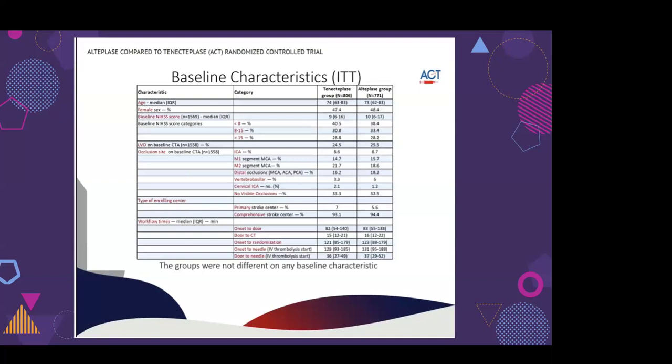So the baseline characteristics of the patients they included were pretty much the same. Age, the gender distribution, the NIH stroke scale, they had moderate stroke, about 9 or 10. And they also had a bunch of severe stroke cases with NIH stroke scale more than 15. LVOs were about the same also, and the occlusion site, as we all know, is mostly anterior circulation, ICA and M1, compared to the distal or the posterior circulation.